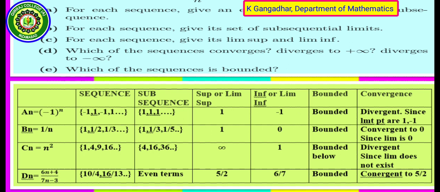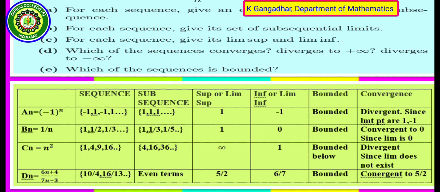Now the terms of the sequence are 1, 4, 9, 16, which means the values are increasing up to infinity, because as n tends to infinity, n square tends to infinity also. So the sequence terms lie between 1 and infinity. Here the least value is 1 and the highest value is infinity. So infimum value is 1 and supremum value is infinity.